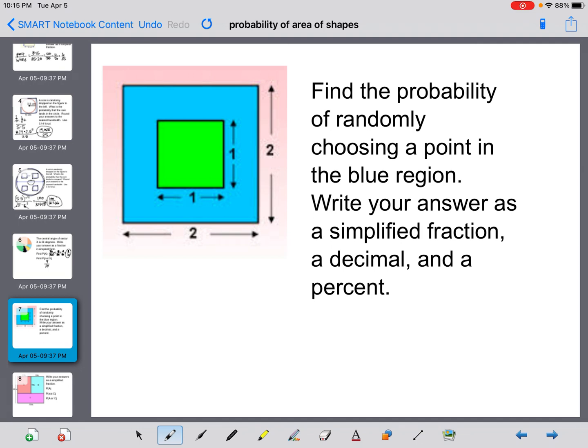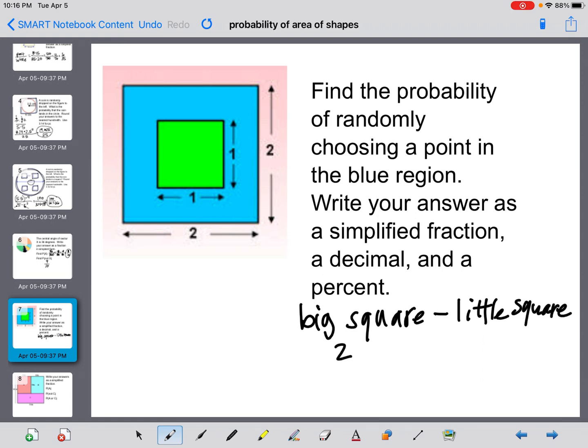Choosing a point in the blue region. Ooh, they want 3 answers for this one. The other day, April Fool's Day, we talked about the square donut where the middle got popped out. Big square minus little square. Big square, 2 times 2, 4. Little square, 1 times 1, 1.